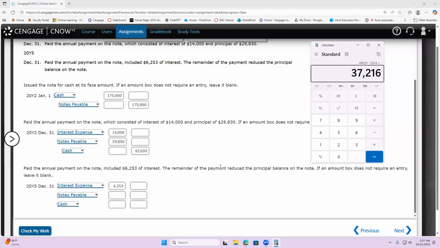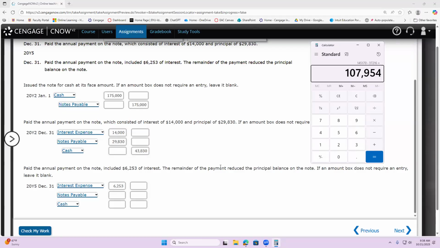So our end of the year then will be 145,170 minus the 37,216. So at the end of the year, we owe 107,954. And we continue this each year. And then what it's telling us is this payment on December 31st, 2025 is going to pay off the remainder of the principal. You could probably imagine this would be a lot quicker and a lot easier to do with Excel than it is by hand. Because here we're having to calculate it each time.